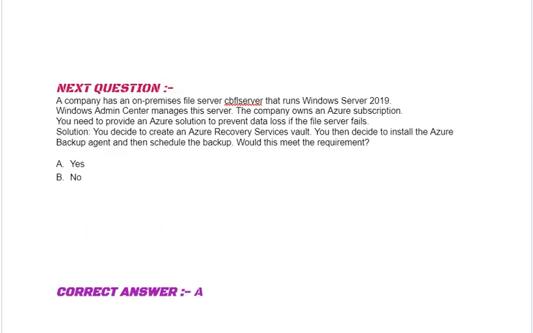Next question is, a company has an on-premises file server, CBFL server, that runs Windows Server 2019. Windows Admin Center manages this server. The company owns an Azure subscription. You need to provide an Azure solution to prevent data loss if the file server fails. Solution: you decide to create an Azure Recovery Services Vault. You then decide to install the Azure Backup agent and then schedule the backup. Would this meet the requirements? Option A, yes. Option B, no. Correct answer is option A, yes.